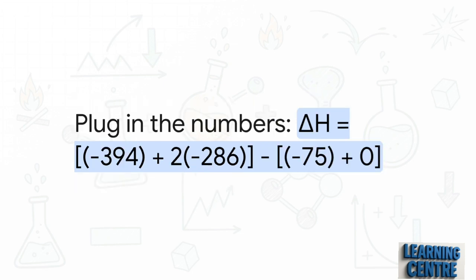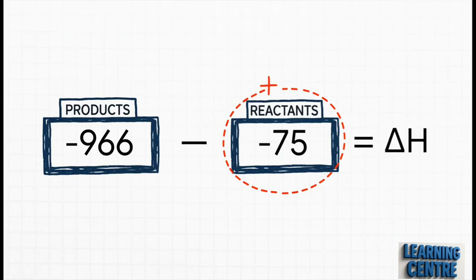Okay, let's just plug in the numbers from our data table. On the product side, we've got 1 mole of carbon dioxide at -394. And this part is absolutely crucial. We have 2 moles of water, so we have to multiply its value of -286 by 2. Then on the reactant side, we have 1 mole of methane at -75, and of course, our oxygen at 0. Now we just do the math. The total for our products comes out to -966. The total for our reactants is -75. So the whole thing simplifies down to -966 minus -75.